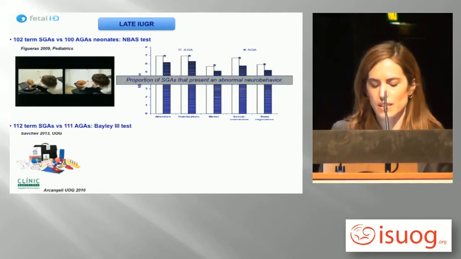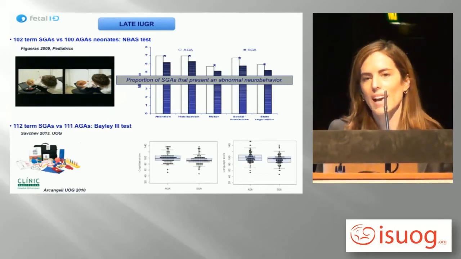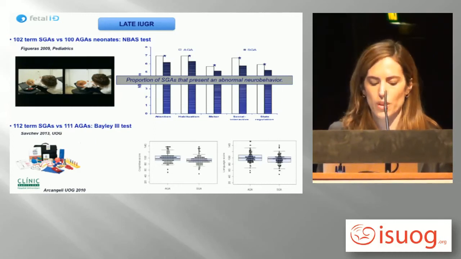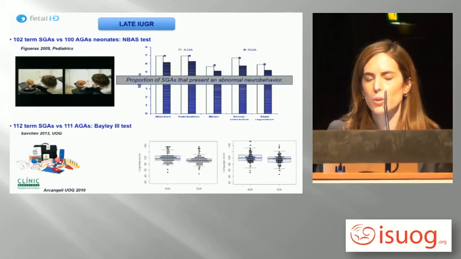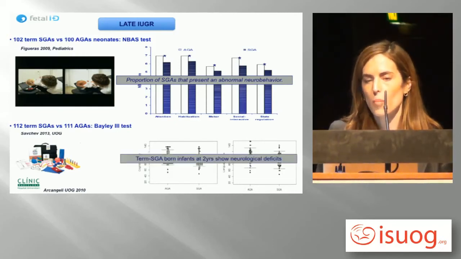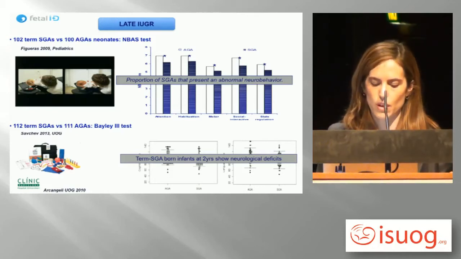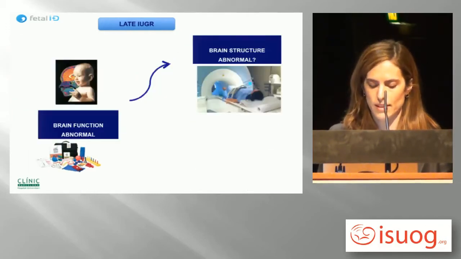Now, these differences were present not just during the neonatal period, but they lasted afterwards. We performed another study with a similar sample size, and at 2 years of age, we performed a Bayley 3 test. And we found that those babies that were born with a low birth weight that were considered SGA babies, they performed worse in the Bayley 3 test, with three areas that were significantly worse. So SGA babies perform worse in neurodevelopmental tests.